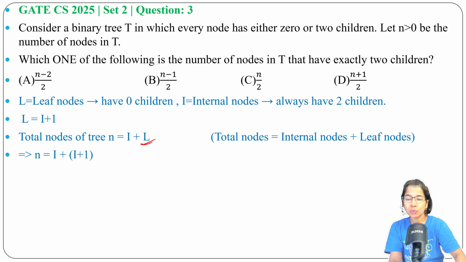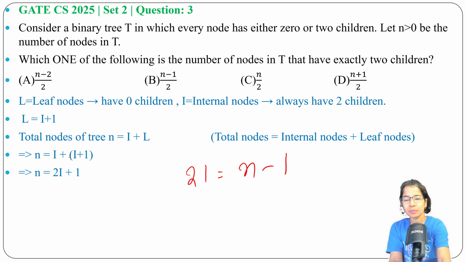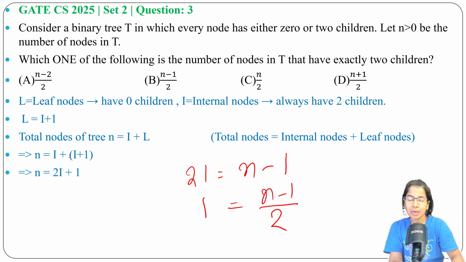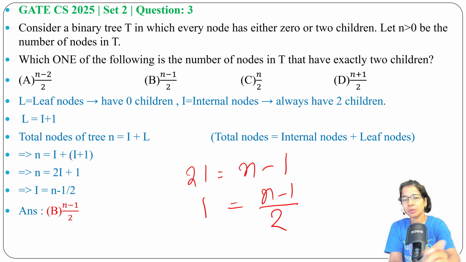We can say 2I plus 1 equals n. 2I will be n minus 1. Now I will be (n minus 1) divided by 2. So the number of internal nodes equals (n minus 1) divided by 2. This is present in option B, hence the answer is option B.